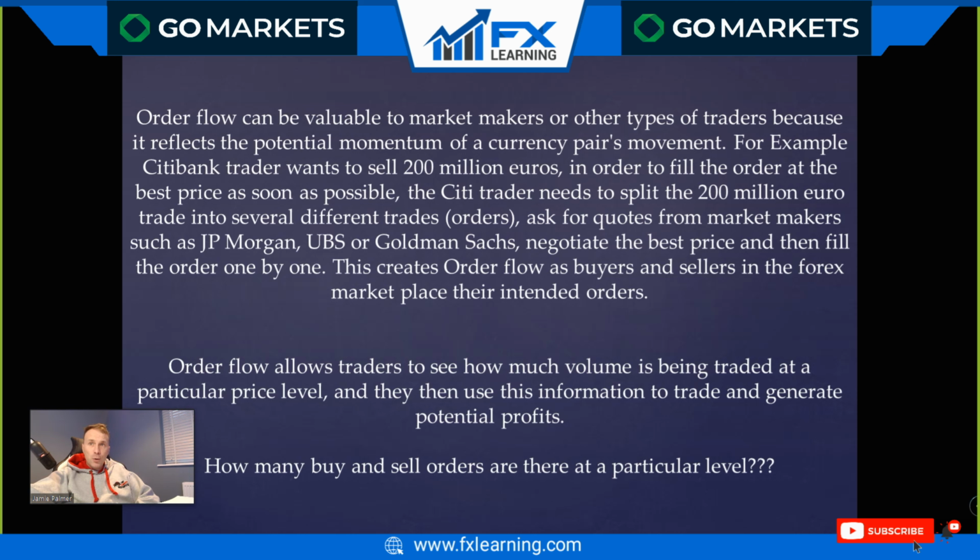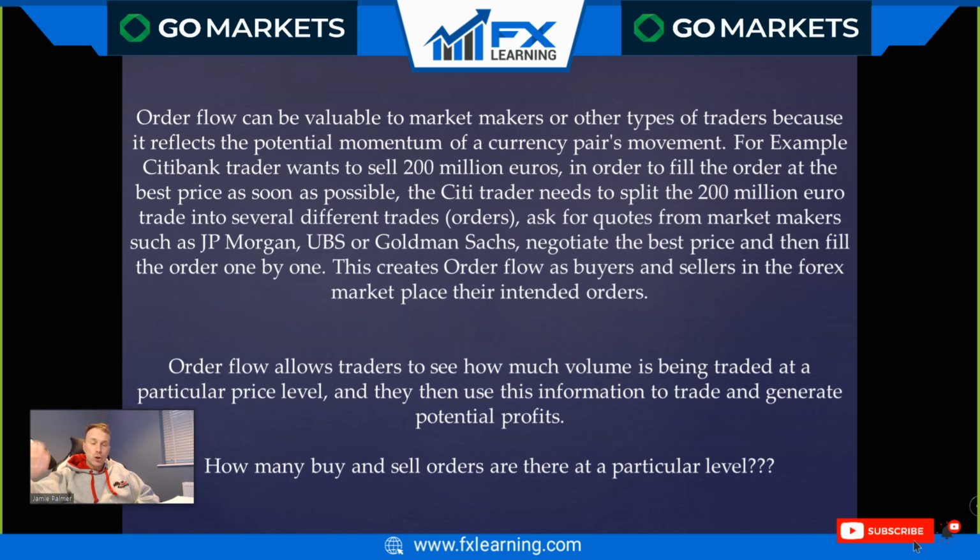In order to fill the order at the best prices possible, the Citi trader needs to split the 200 million euro trade into several different smaller trades, or orders as they're called. Ask for quotes from market makers such as JP Morgan, UBS or Goldman Sachs, negotiate the best price and then fill the order one by one. This creates order flow as buyers and sellers in the FOREX market place their extended orders.